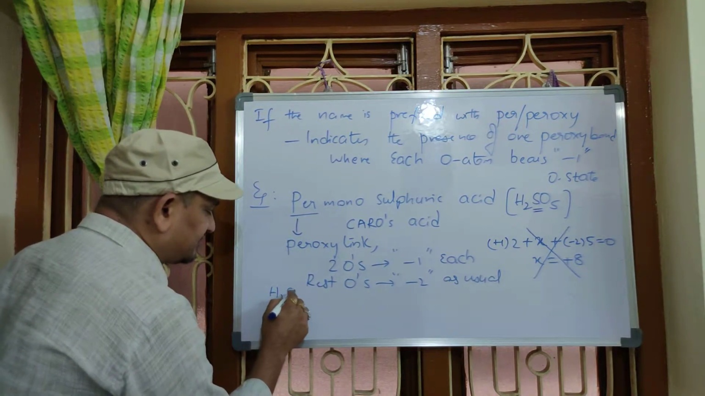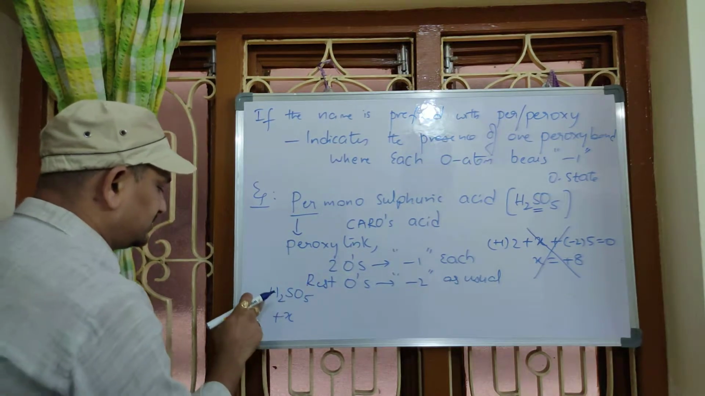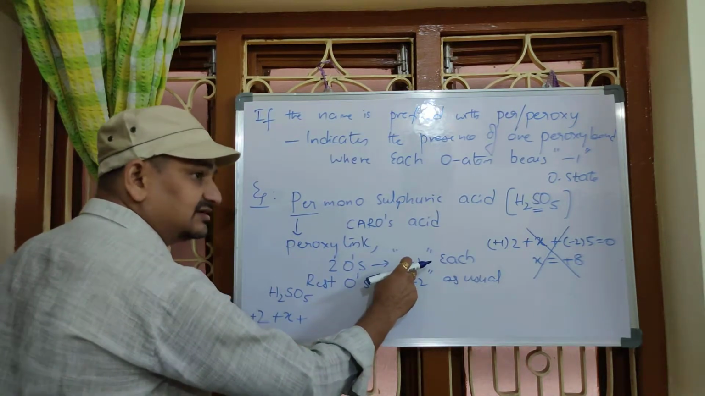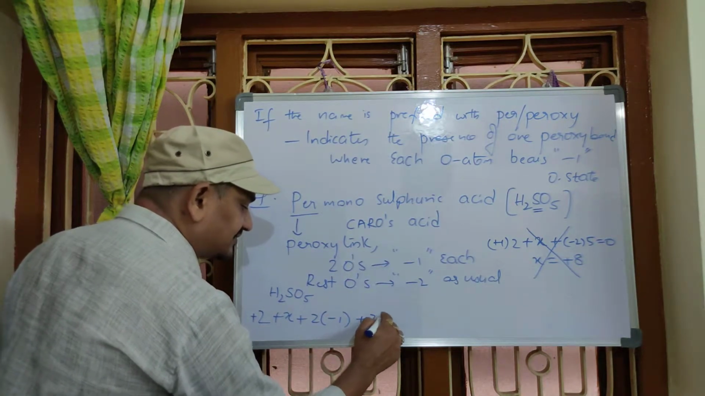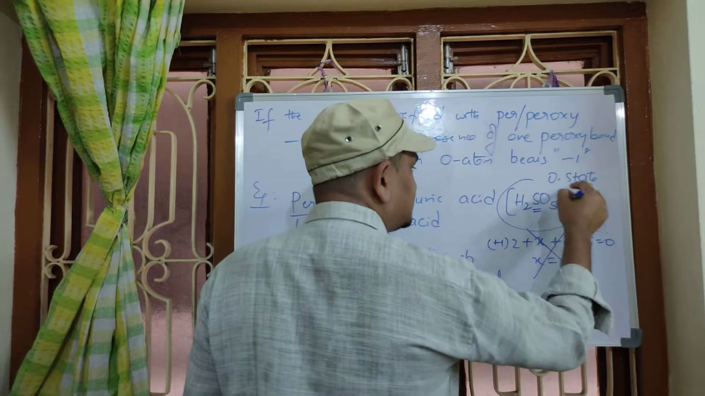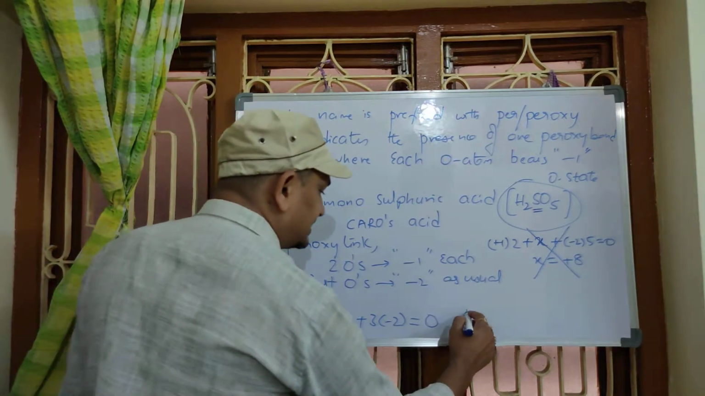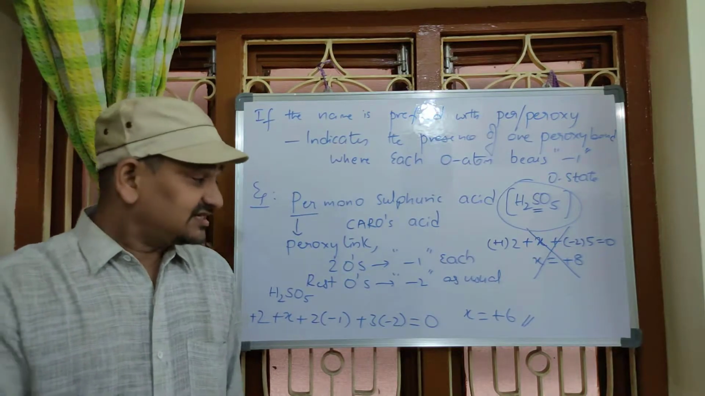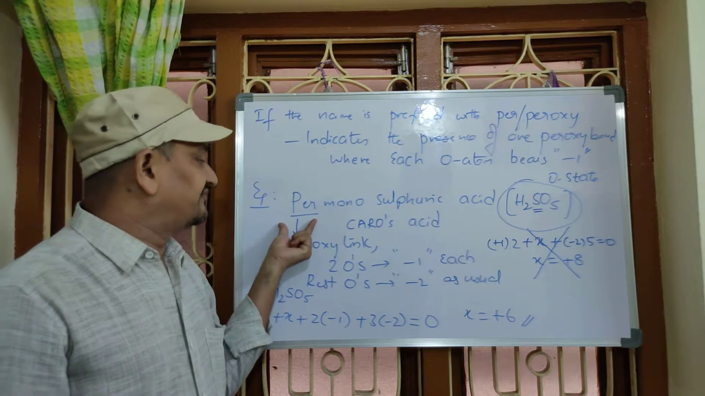Now let us find that of sulfur here, H2SO5: X plus 1 for hydrogen, that is quite common, so plus 1 into 2, plus out of 5 oxygens, how many are bearing -1 because of the peroxy link? 2 oxygens are bearing -1, and the rest 3 oxygens bear the common oxidation state of oxide, -2, equals to, is it a charged species? No, there is no charge. So 0 on the right side. On simplification, X is equal to plus 6. Is that clear? This is how we have to solve the special cases where the per or peroxy prefix is specified.